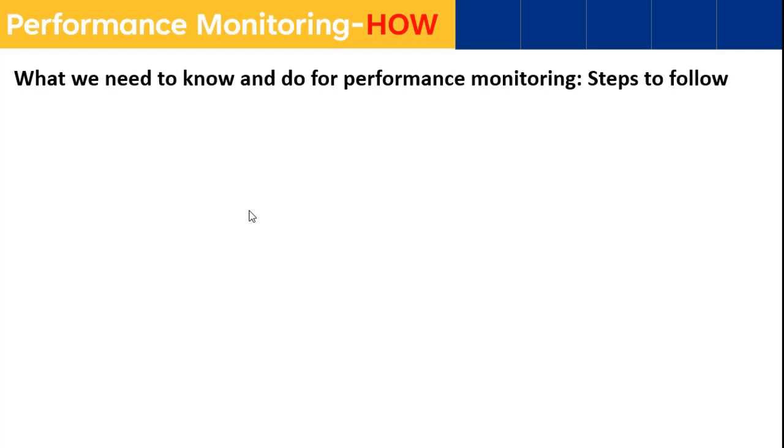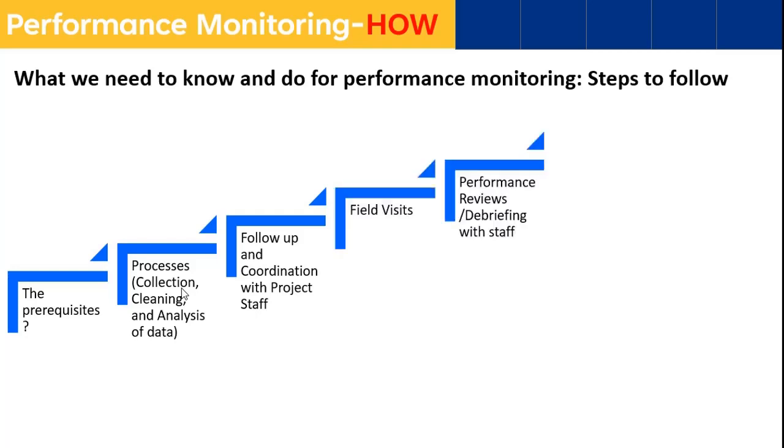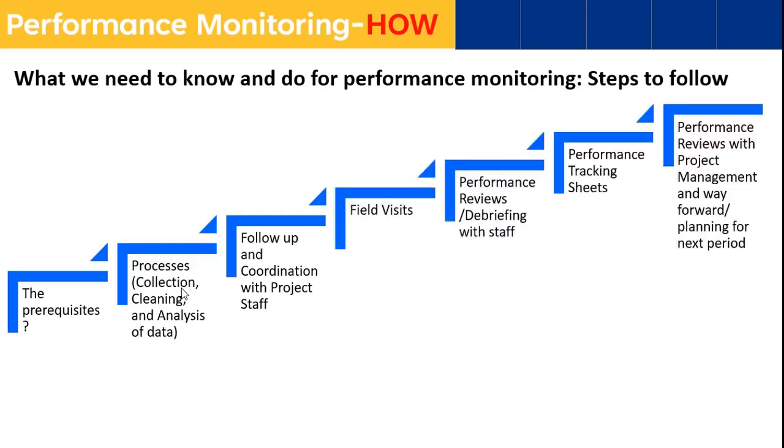So what we need to know and do for the performance monitoring, steps to follow. Step number one, the prerequisites. What are the prerequisites? What are the processes that I need to know and do? What are the next steps, and then the next step, and then the next step? These are basically those steps that you need to follow to do a good performance monitoring and have a successful project implementation. Now we will discuss each step in detail.